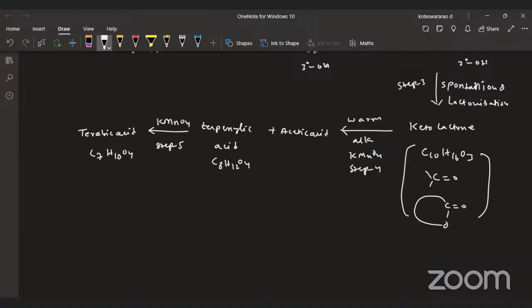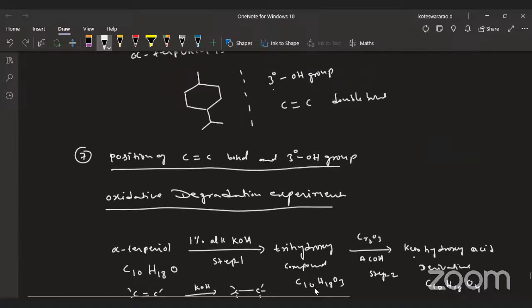What is degradation? First, I forgot to tell you. Degradation is simple. You cut into pieces, into smaller parts. Similarly, here a large structure is treated with some chemical reagents and cut down into smaller fragments or smaller molecules. By analyzing all the smaller fragments, we can find out the structure of the bigger molecule.